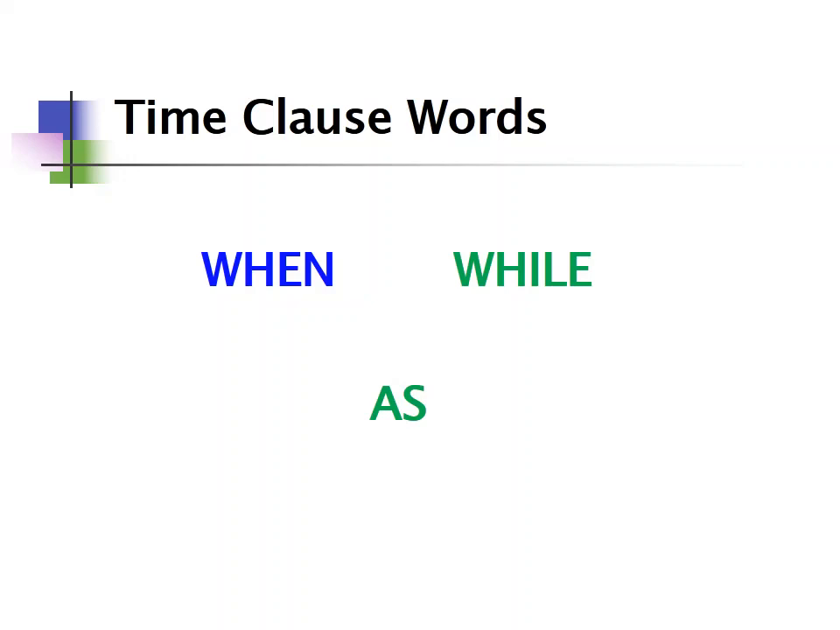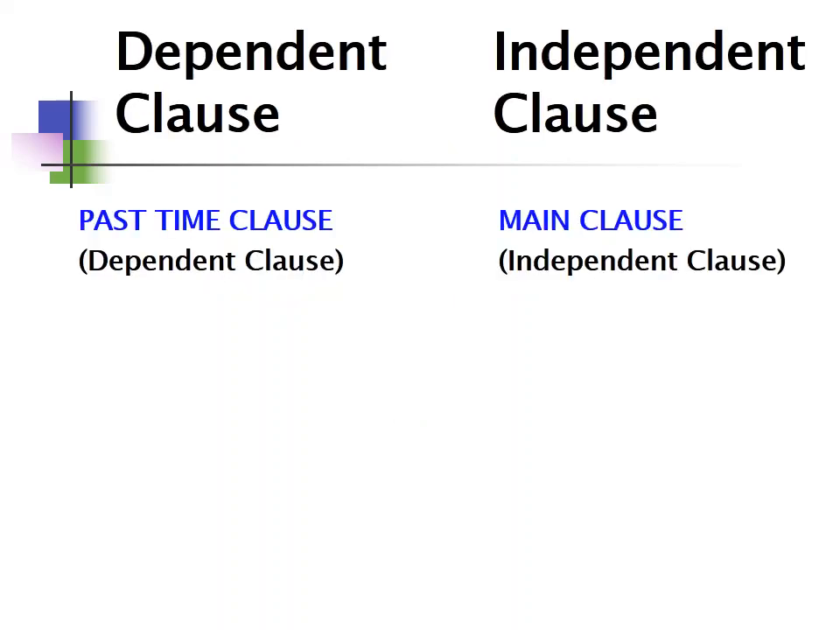Time clause words are when, while, and as. So with when, the verb that follows when will be in the simple past, and the verb that follows while and as will be past progressive. While and as are green because they are similar and interchangeable. Dependent clause and independent clause. The dependent clause is going to be your past time clause. They're going to be words that start with when, while, as, etc. And the independent clause is the main clause.